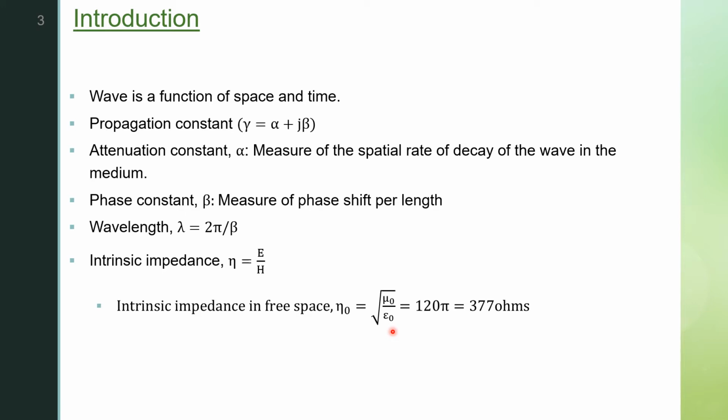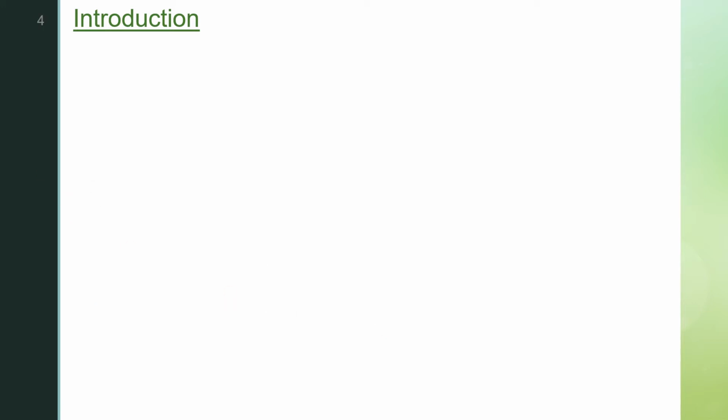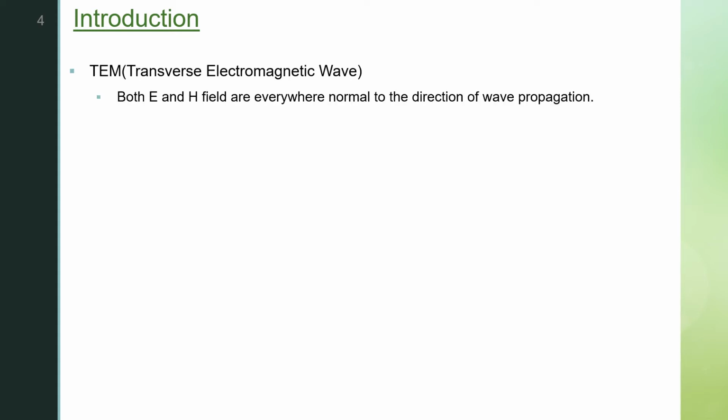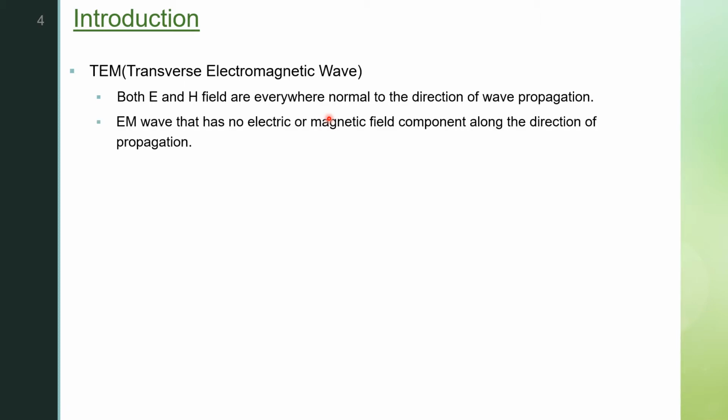So we need all these basics in order to understand the Poynting vector, the power density associated with the electromagnetic wave. Every electromagnetic wave has got an electric field and magnetic field associated with it. Now let's see what is a transverse electromagnetic wave or TEM wave. It is a wave in which both electric and magnetic field are everywhere normal to the direction of wave propagation.